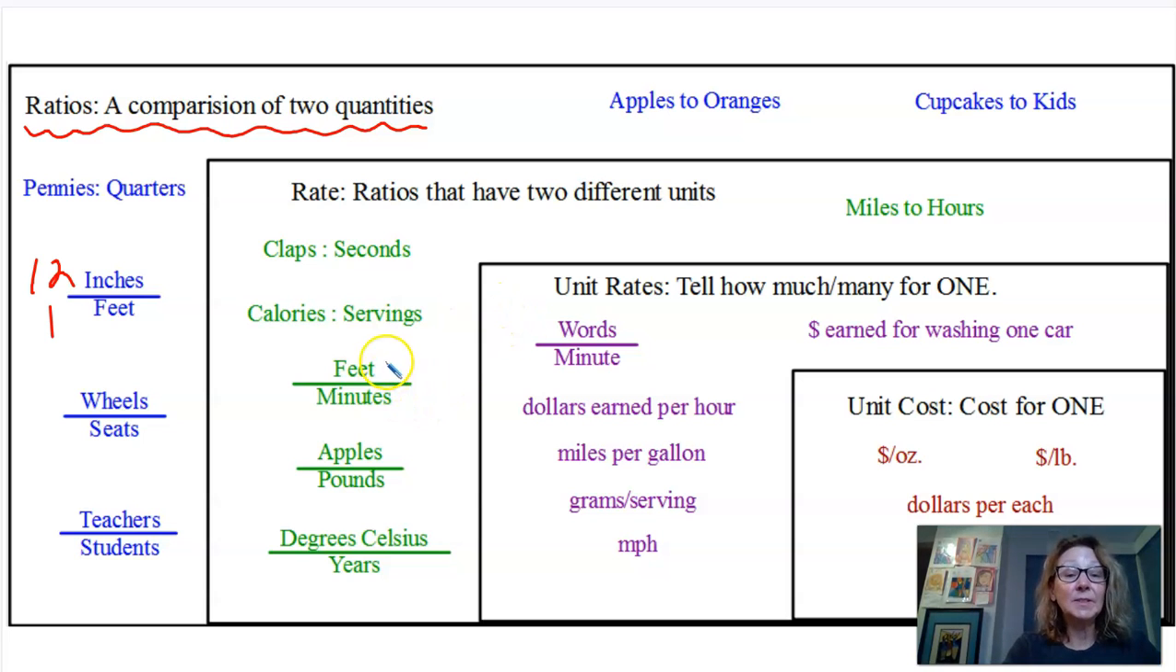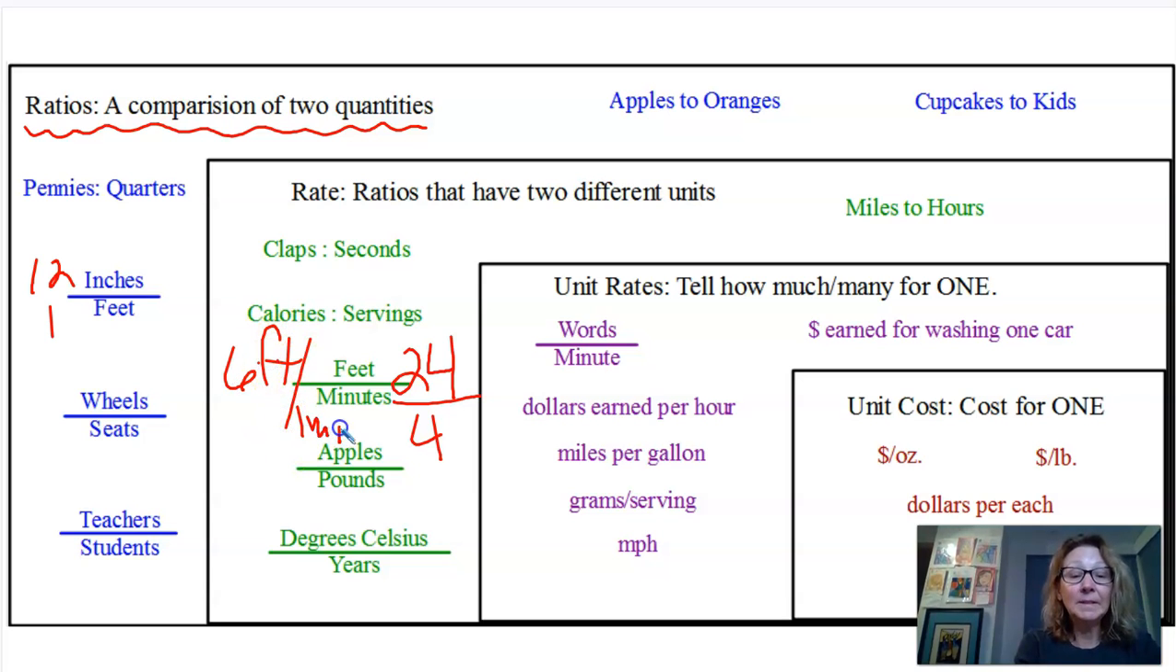But then there's rates, and rates are ratios that have two different units. So units, for instance, are how many apples per pound, or how many claps somebody can do in a second. And then when you get into dividing, let's say it's a bug that crawls 24 feet in 4 minutes. That's a long way for a bug to crawl. But if I divided, I would find the unit rate of 6 feet per 1 minute.